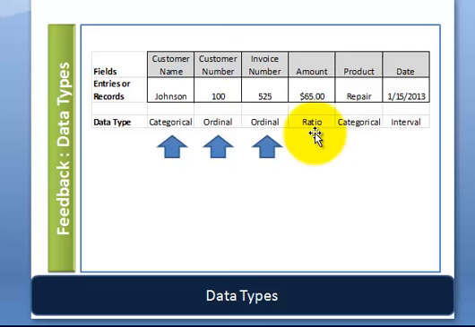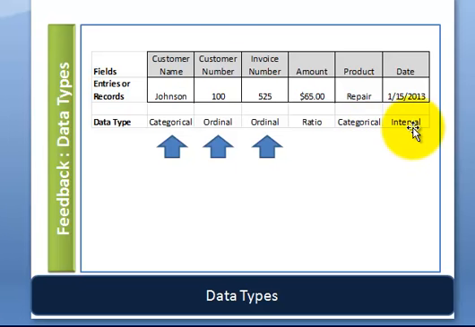The amount is, and just a note, I think the book has a typo, it called these categorical and they should be ordinal. The amount of revenue, the sales amount, that would be ratio because it has a natural zero and I can compare it. The product type, again, would be categorical. It's mutually exclusive, but I can't say the repair product is better than another product.